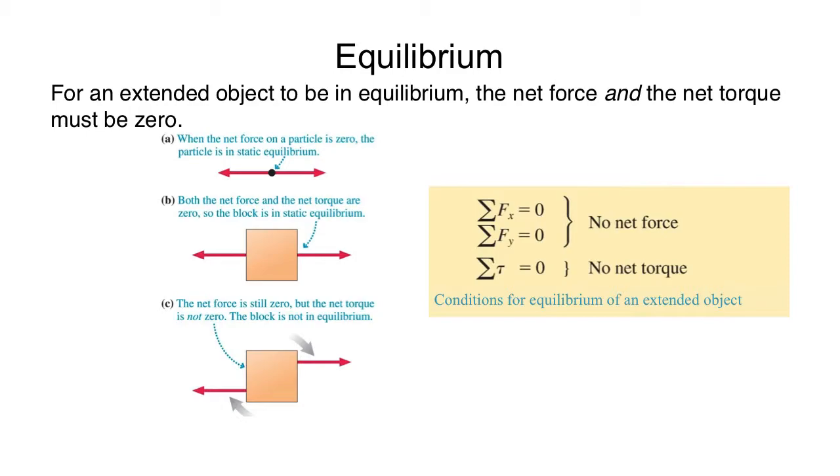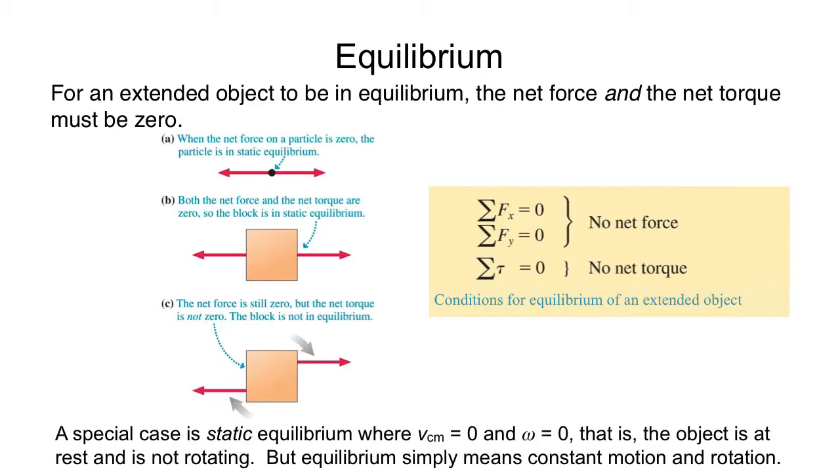So the question is, when we think about complex objects, we have to say that the only way that that object will stay in place and not rotate is when the sum of forces and the sum of torques are all equal to 0. Okay? And we'll talk about all the special cases, which is just like what we saw before. So a special case is what we'll call static equilibrium, where the velocity of the object and the angular velocity are equal to 0.